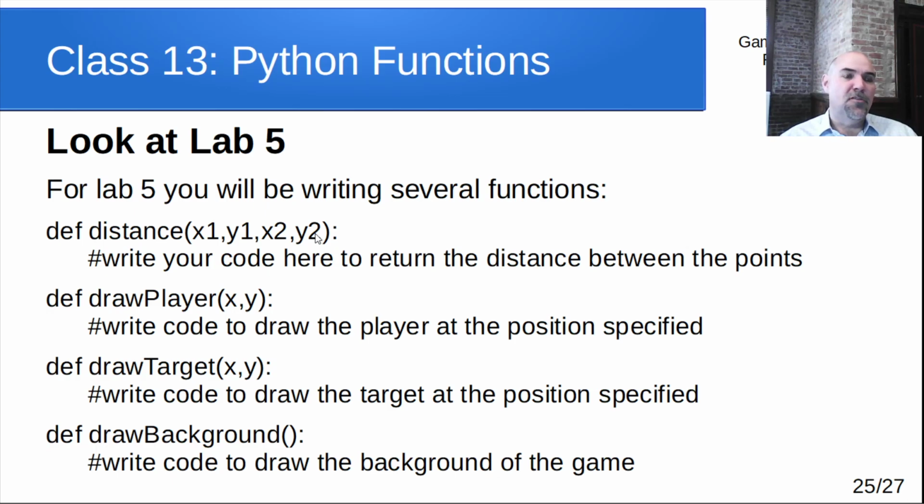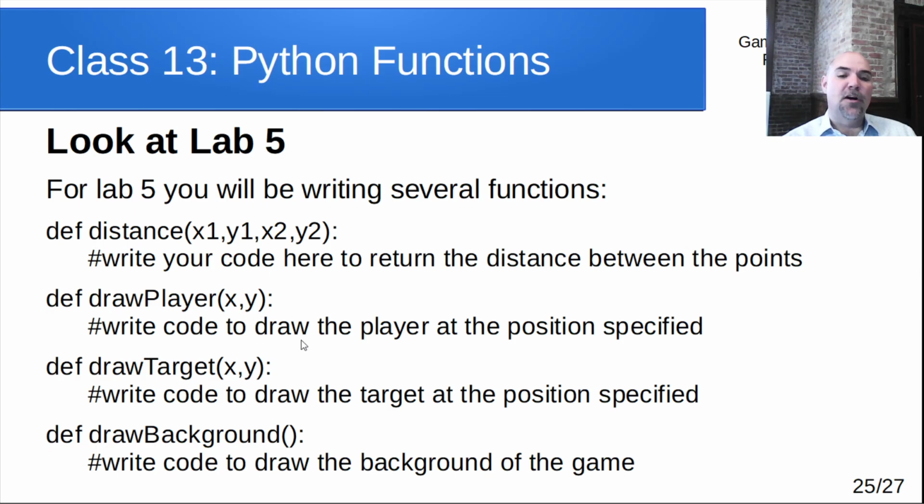You'll use the distance formula for that, which is essentially the Pythagorean theorem. The square root of the difference in x's squared plus the difference in y squared. You're going to write code that does that and then returns that value back. And then you're going to use that to write the code for the function. You're also going to write this draw player function that you're going to pass an x and a y to.